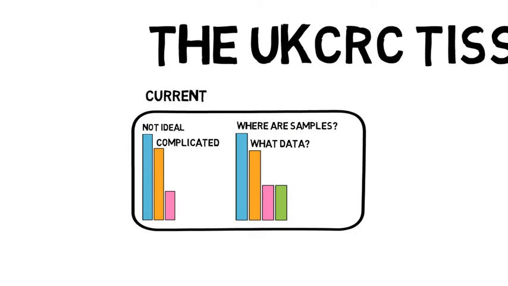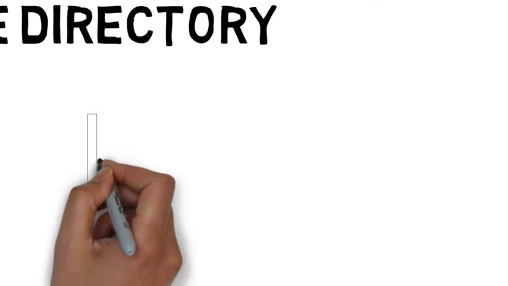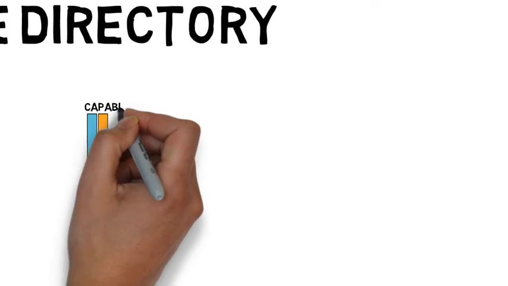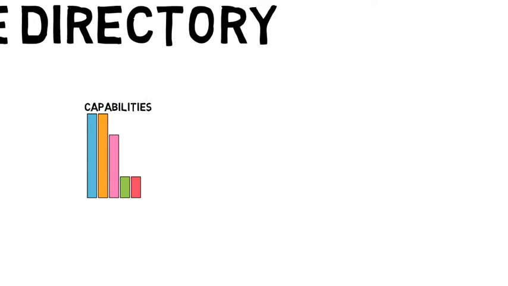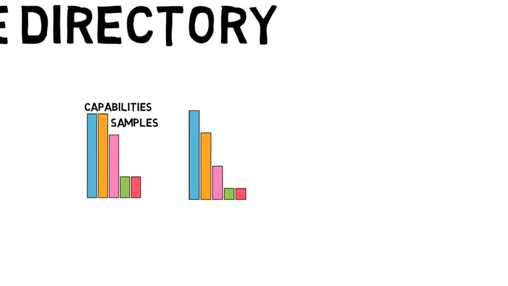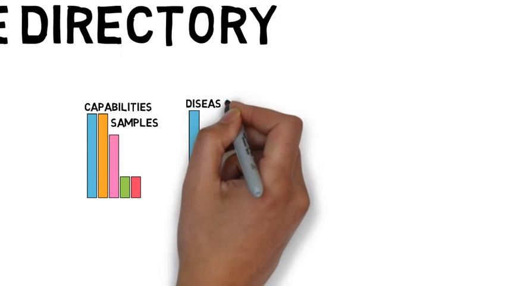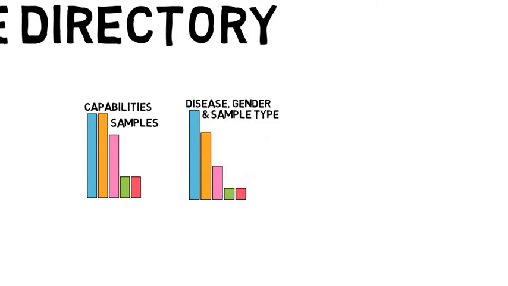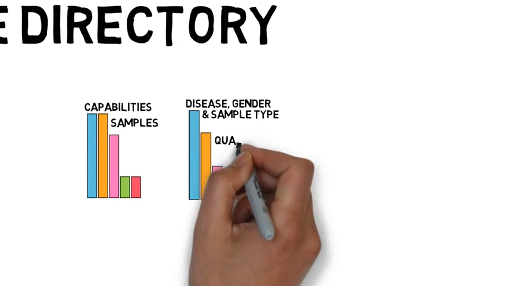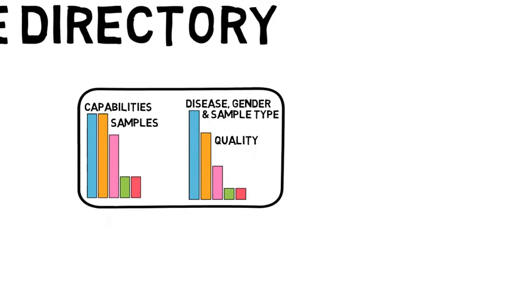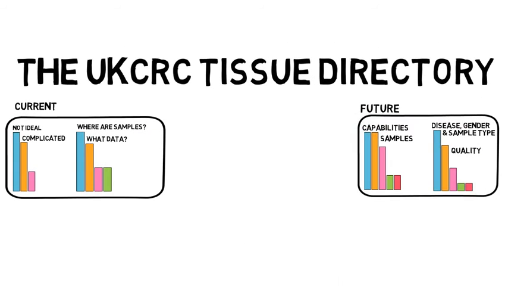Looking to how the directory could improve the current situation, the researchers said that the two most important components to deliver was the ability to find biobanks based on their capabilities and an ability to find samples based on aggregated data. When asked how that data should be aggregated, researchers' top answer was to have sample numbers broken down by disease, gender, and sample type. The second highest ranking answer was the same as before, but with the addition of quality and SOP information.